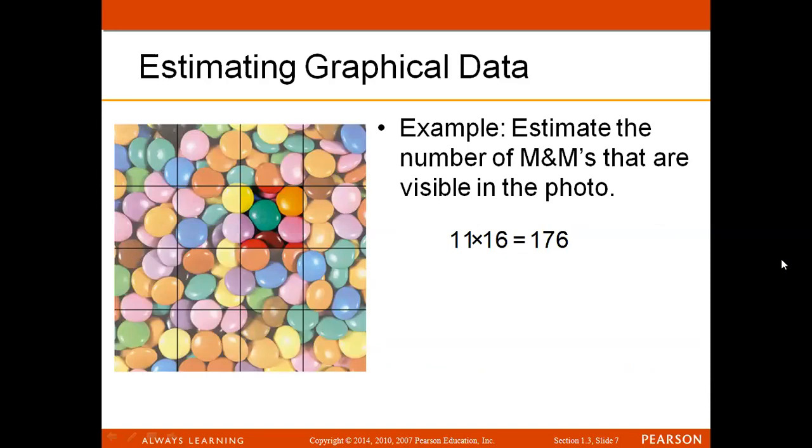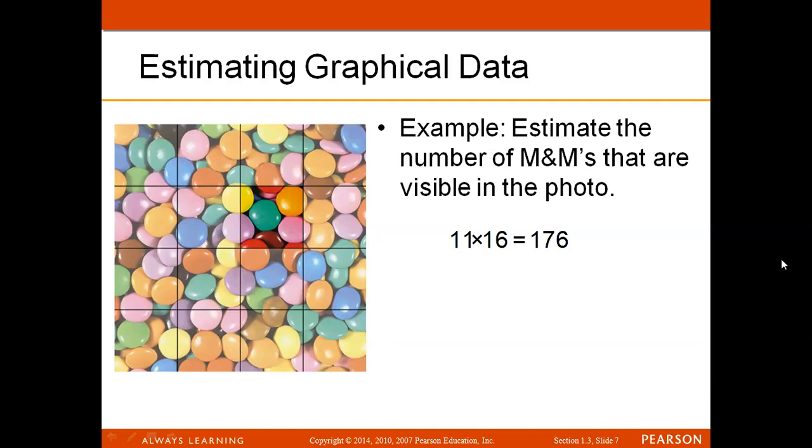Here is another example of estimating graphical data. In this picture, we're looking at a bunch of M&Ms. Example, estimate the number of M&Ms that are visible in the photo. One way of estimating is to lay down a grid, count the number of items in one box of the grid, then multiply that number of items by the number of total boxes that you have.